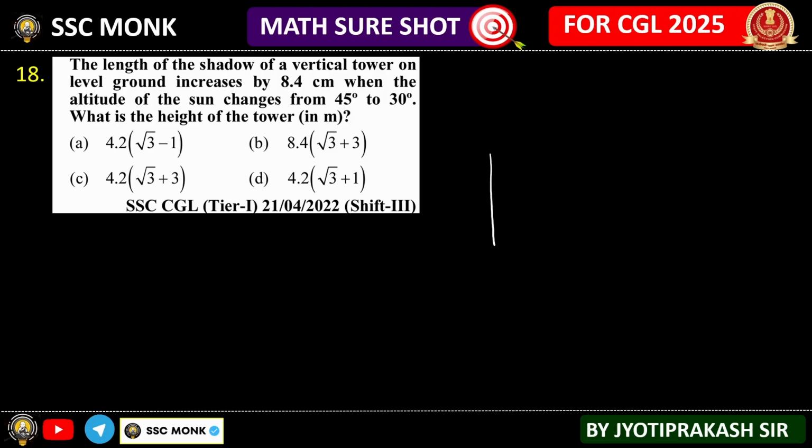Let's say this was the tower. When it was 45 degrees, the angle of elevation, let's say this is 45 degrees. Whatever the distance was here, let's say x, this was the length. Now when the sun changes its altitude, the shadow increased by 8.4 centimeters, and this becomes 30 degrees. So this is how you will understand it. You won't think in a different direction. Now see, when it is 45 degrees, this is equal to this, but when this is 30 degrees, we know that tan 30 degrees is equal to x by x plus 8.4.